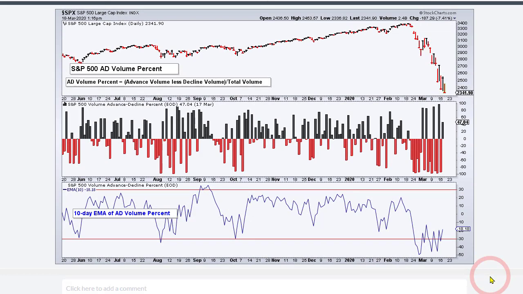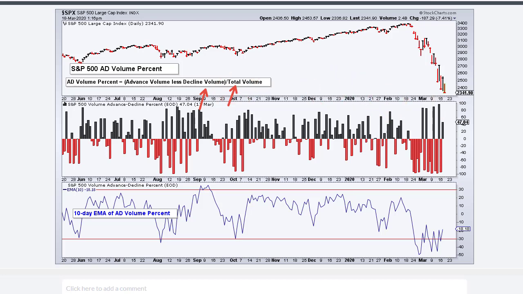So the next indicator is AD volume percent. AD percent measures the number of advances and declines. An advance is +1, a decline is -1, regardless of market cap or volume. But AD volume percent puts volume into the equation. That means the higher the volume, the more influence that stock has on the indicator, and that favors large caps. And so you take the volume of advancing stocks, you subtract the volume of declining stocks, and you divide it by the total volume in the S&P 500.